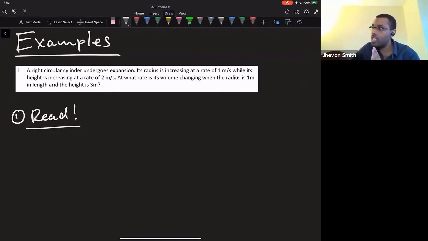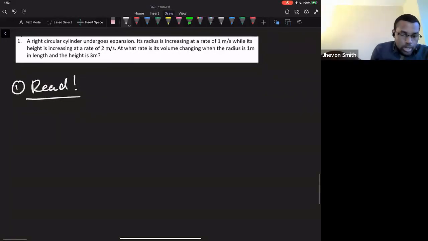And they give you a specific point. Because the things are changing, they're not always the same. At a different point in time, all the answers are going to be different. So they'll tell you the specific point at which they want the answer. And here they told you we want to know how fast it's changing at the moment the radius is 1 and the height is 3. So good.